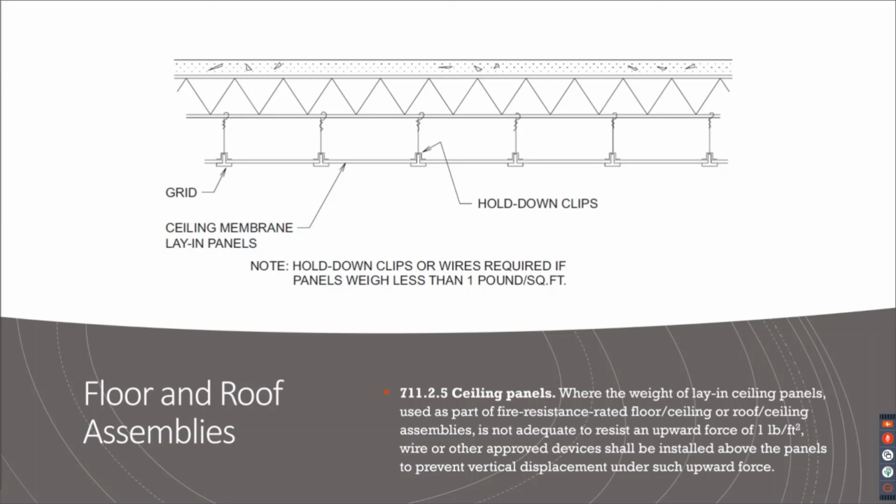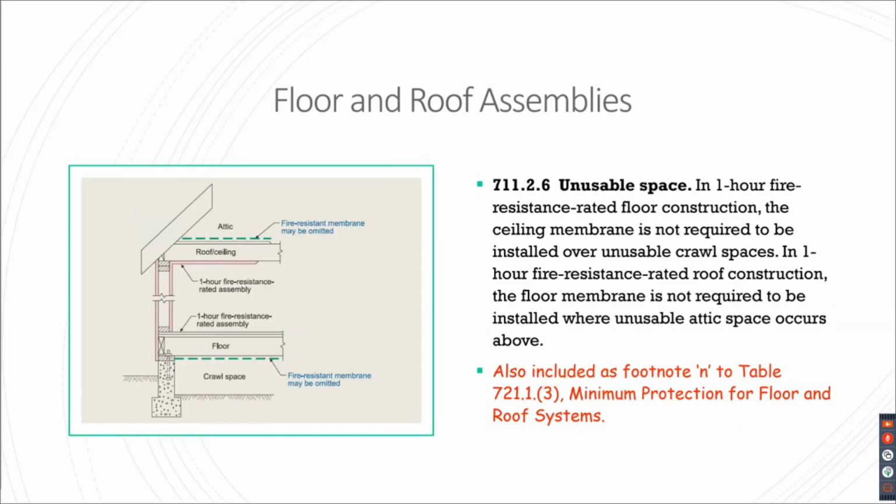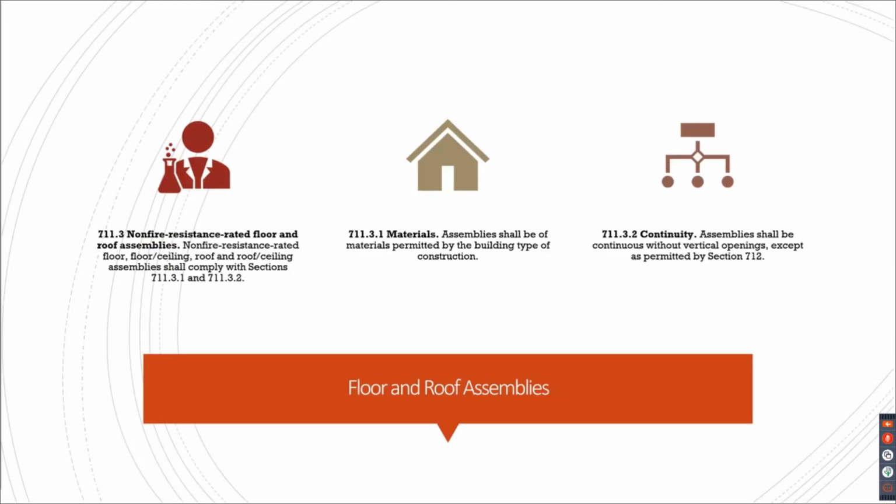Ceiling panels, this section talks about laying ceiling panels and the requirements for those. When you've got an unusable space under a floor, what has to happen there. The materials, continuity, so assembly shall be continuous without vertical openings except as permitted in 712. So you got a hole in your floor, you got to protect it.